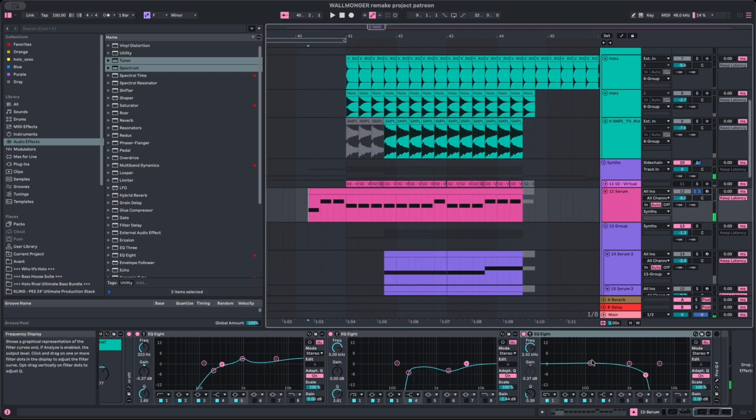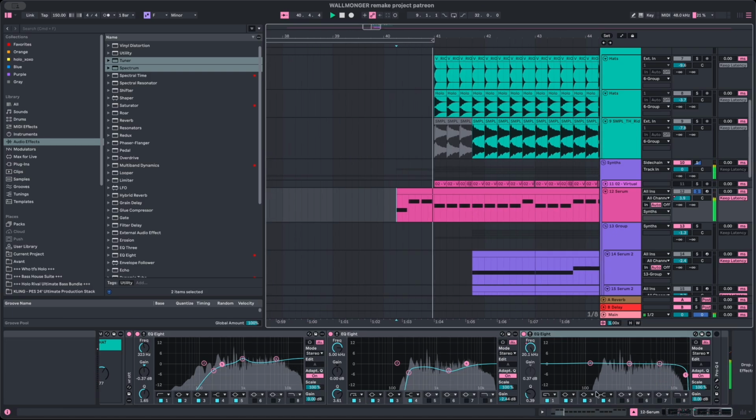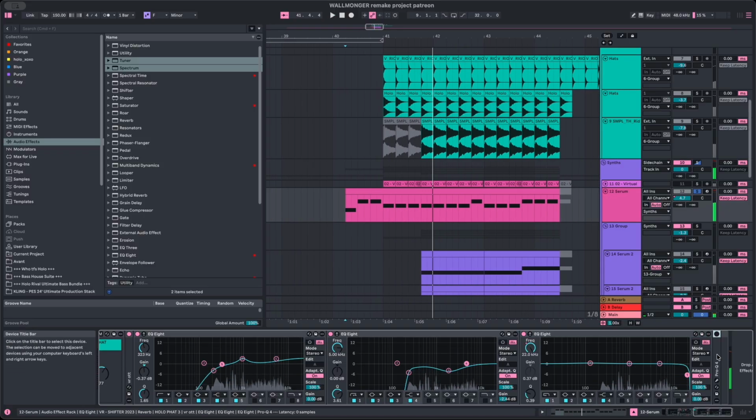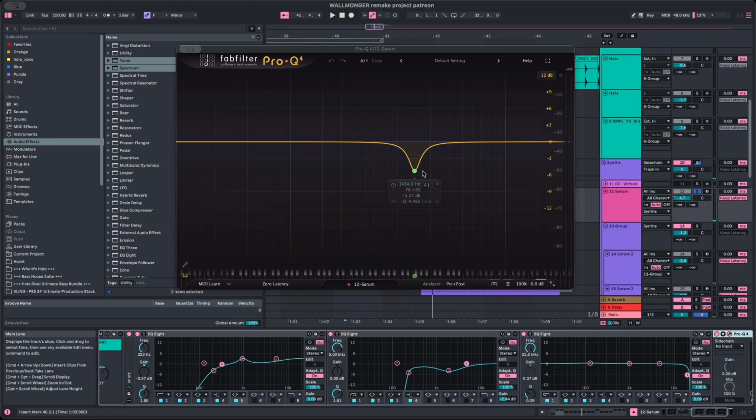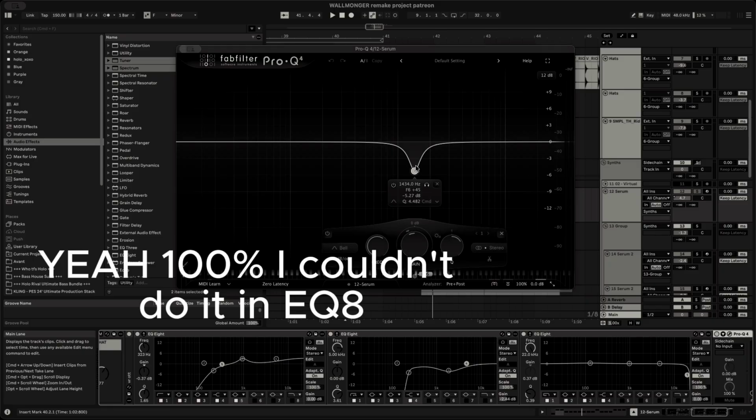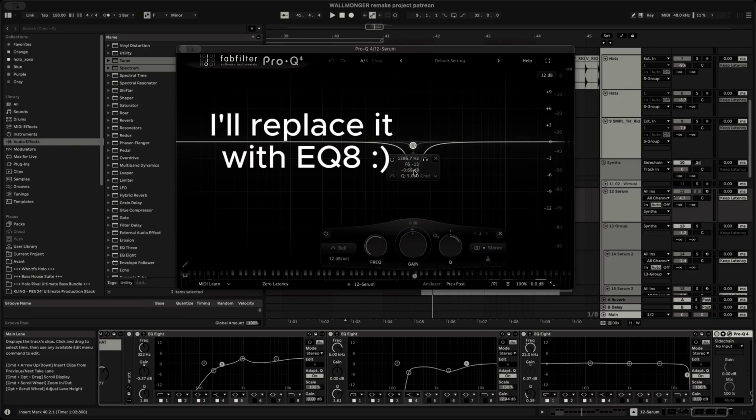Yes, and the last EQ is just automation before the drop. And the last thing is there a Pro-Q, which is just dipping 1400 Hertz by 5 decibels.